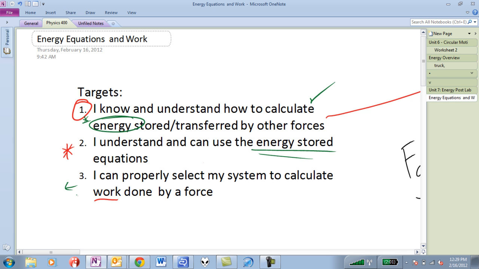So go home. I will do another video after this one on YouTube. You will see it there. I can properly select my system to calculate work done by a force. It will be a short, I'm thinking 5 to 7 minute video. All I'm asking you guys to do is go home, watch it, take notes. Come in with those notes tomorrow. I will quiz you on it.